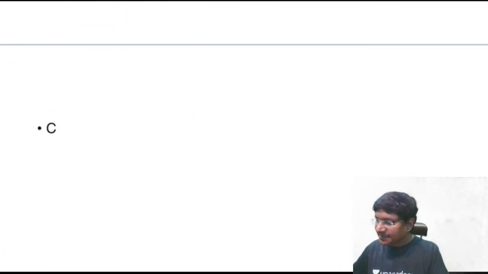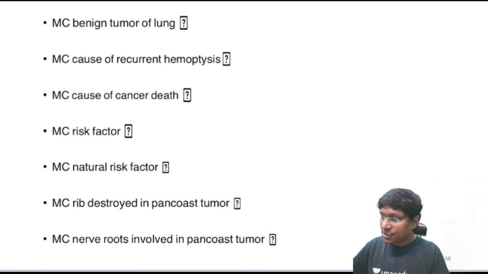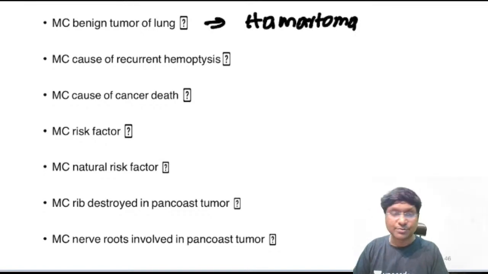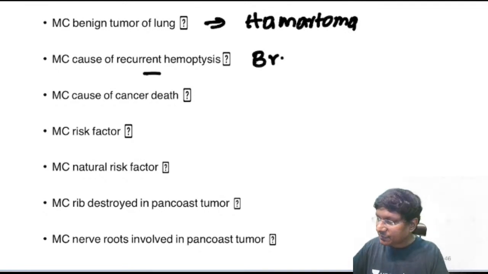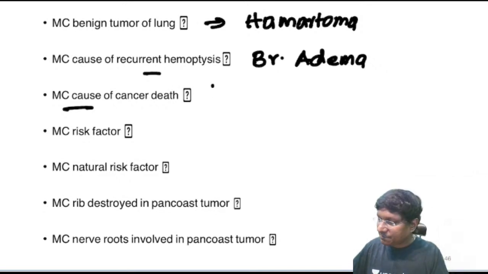Now let me tell you some quick points related to bronchogenic carcinoma. The most common benign tumor of the lung will be hamartoma. What is the most common cause of recurrent hemoptysis? That will be bronchial adenoma. And among all cancer deaths, what is the most common cause of cancer death? That will be lung cancer.